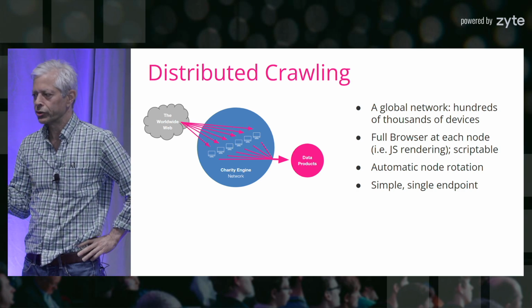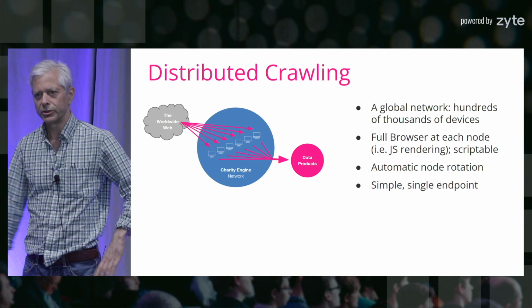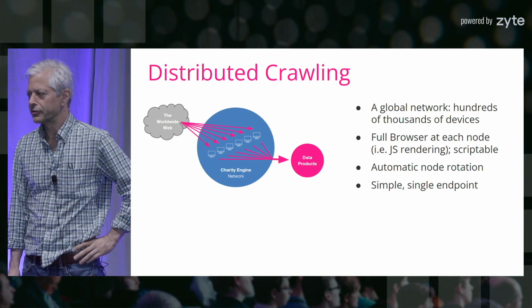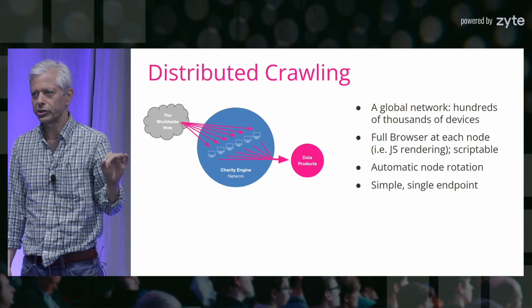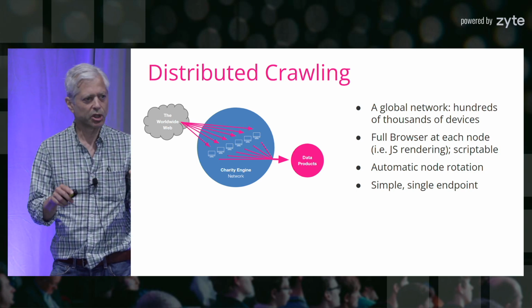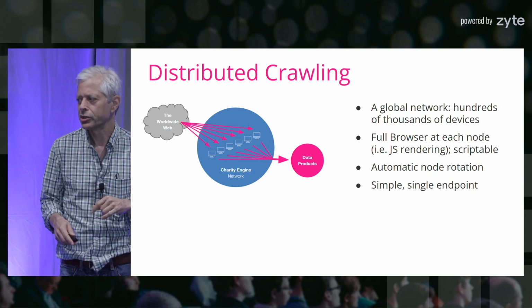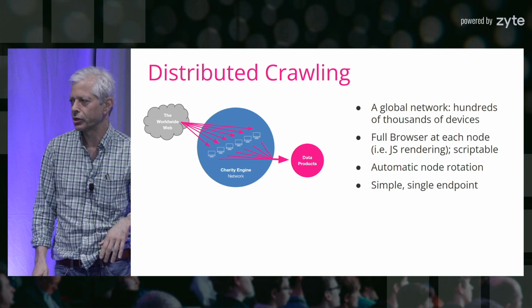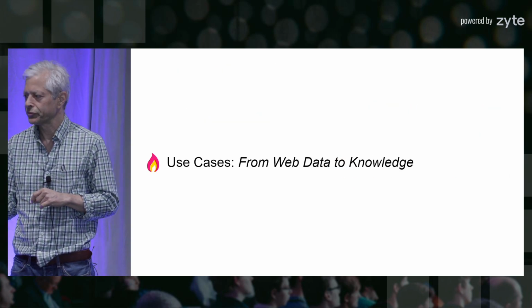That service has been running for quite some time. We've more recently built distributed crawling tools. We have, obviously, the distributed network of hundreds of thousands of devices. If you want it, there's a full browser at each node, which is scriptable. There's a simple endpoint, like most proxy services, and we handle all the node rotation. So it's super easy to use, and I think a quite powerful crawling platform.